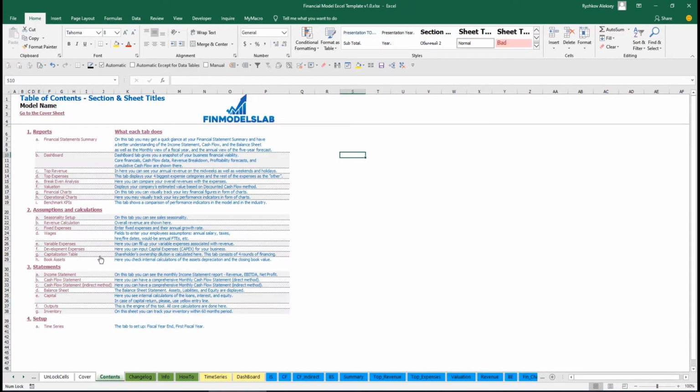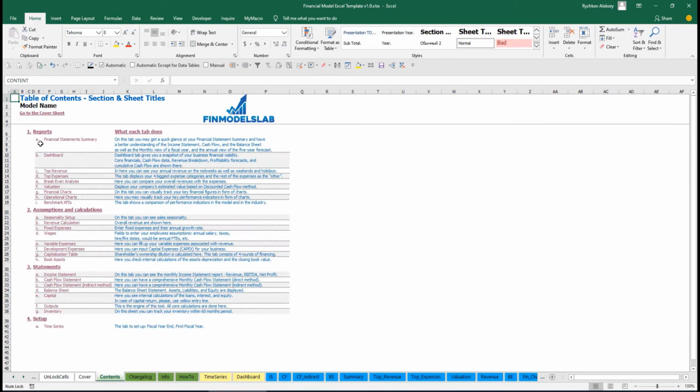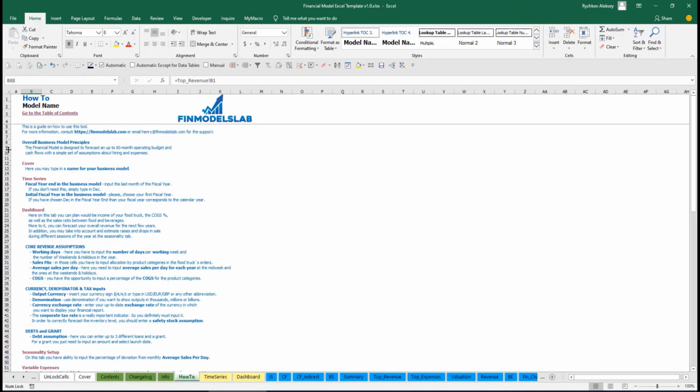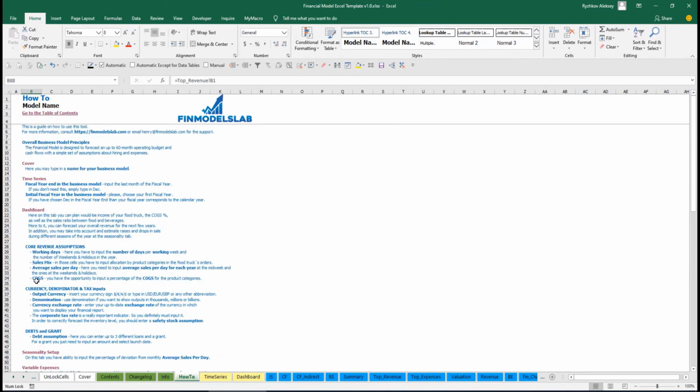Additionally, you have the Contents tab, which allows you to navigate across the model very simply. So you may click on any report and you can go back. It is broken down by reports, assumptions, statements, and setup. There is a short explanation about what each tab does, but if you want to know more, you can go to How To to see a more detailed explanation of what each tab does and what inputs and outputs you may find on each sheet.